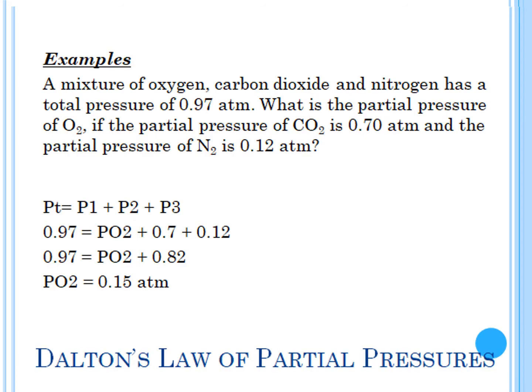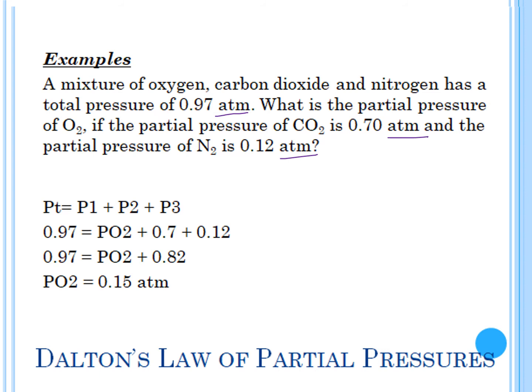So a couple examples. Number one, a mixture of oxygen, carbon dioxide, and nitrogen has a total pressure of 0.97 atmospheres. What is the partial pressure of oxygen if the partial pressure of CO2 is 0.7 atmospheres and the partial pressure of nitrogen is 0.12 atmospheres? So the first thing to look at is make sure all of your pressure units are consistent. If they aren't, you have to convert until they're the same unit. But here they're all atmospheres and we're good to go.